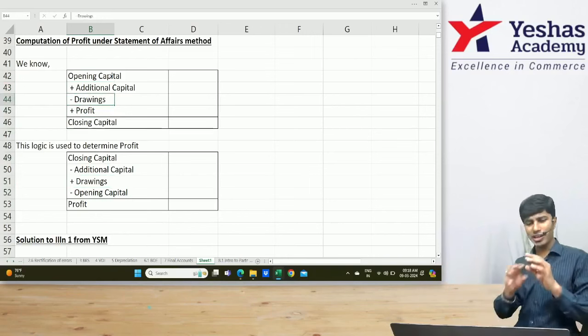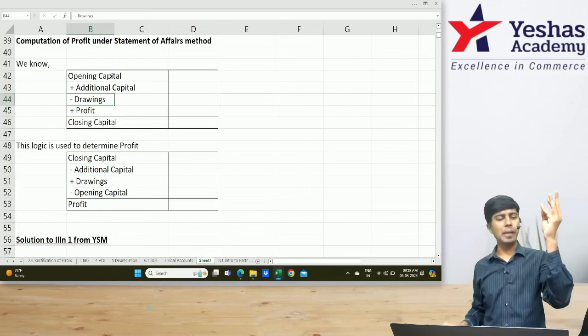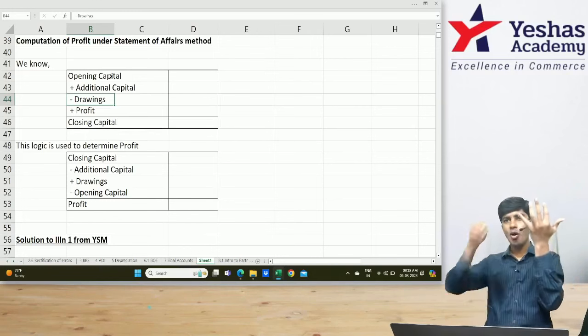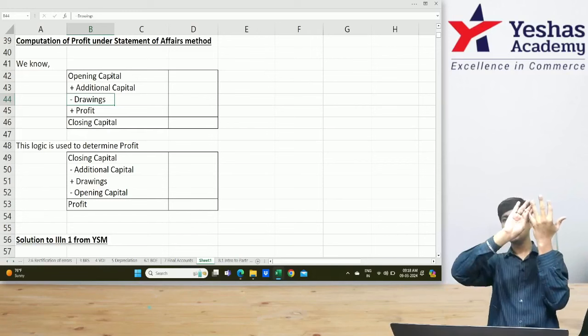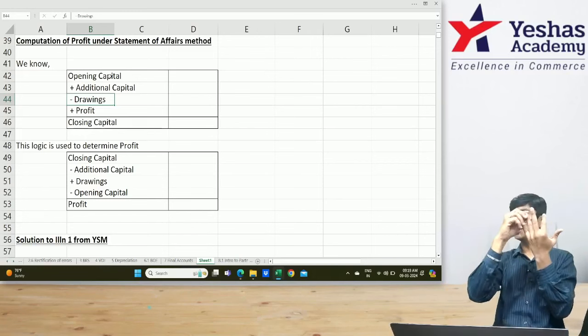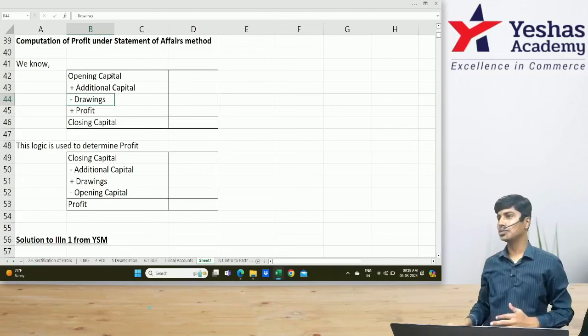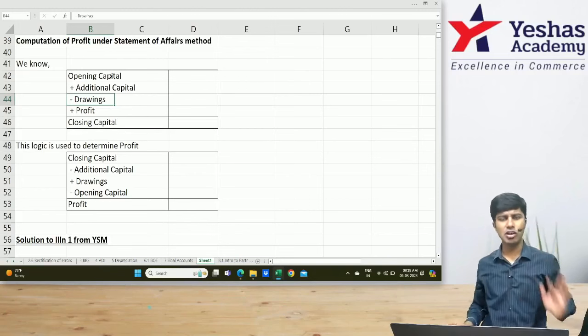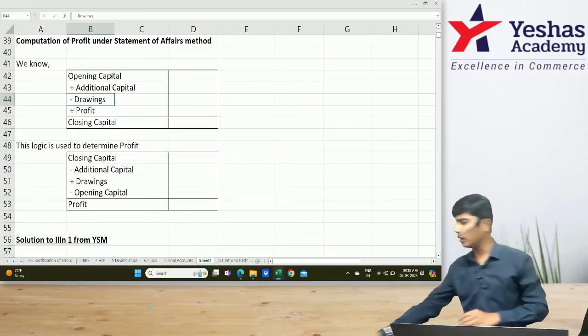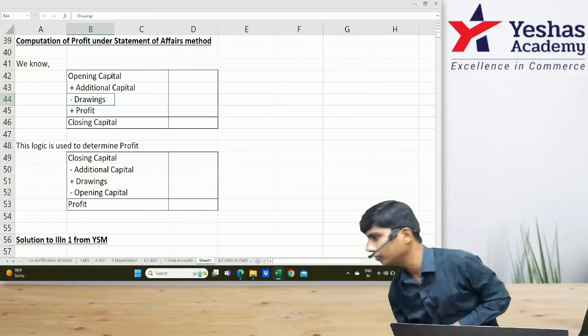In other words, write it in the equation and see. Opening capital plus additional capital minus drawings plus profit is equal to closing capital. Opening and addition are plus; send them to the other side of the equals and they become minus. Drawing is already minus; send it to the other side and it becomes plus. Understood? That's the logic. If you are all ready, I can start with question number one. If you have any doubt, I will answer it and then go to the question.